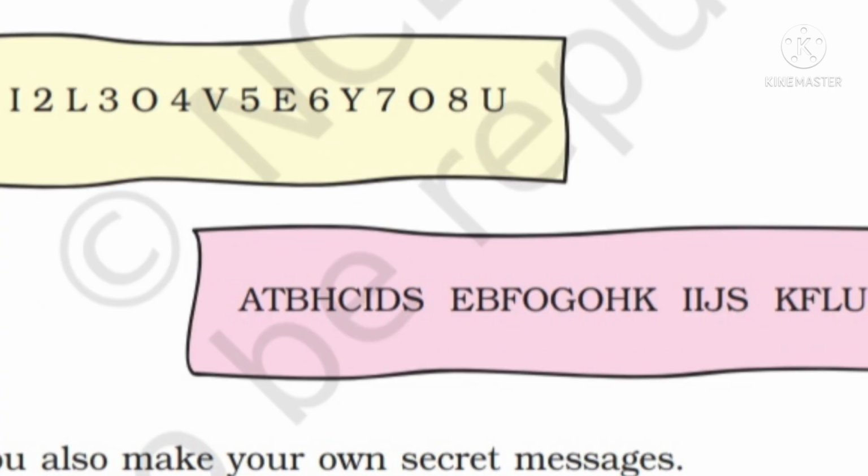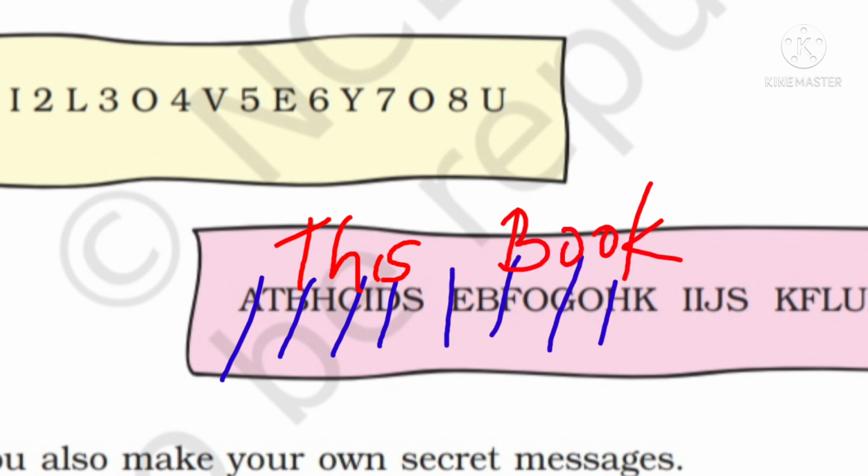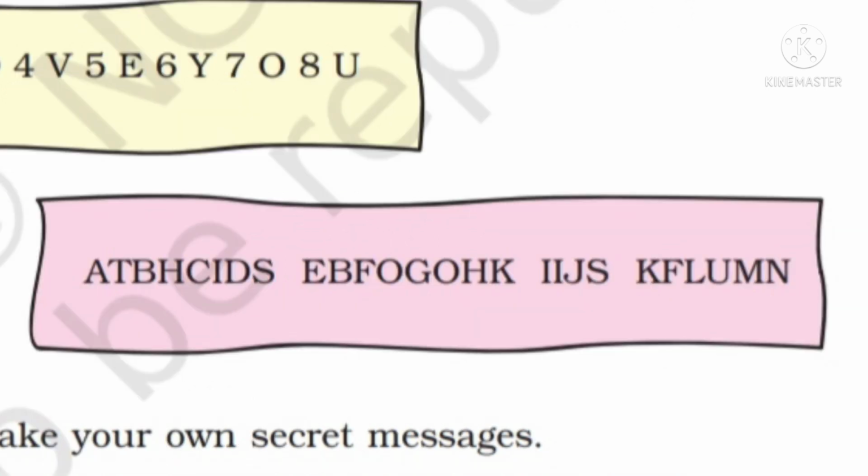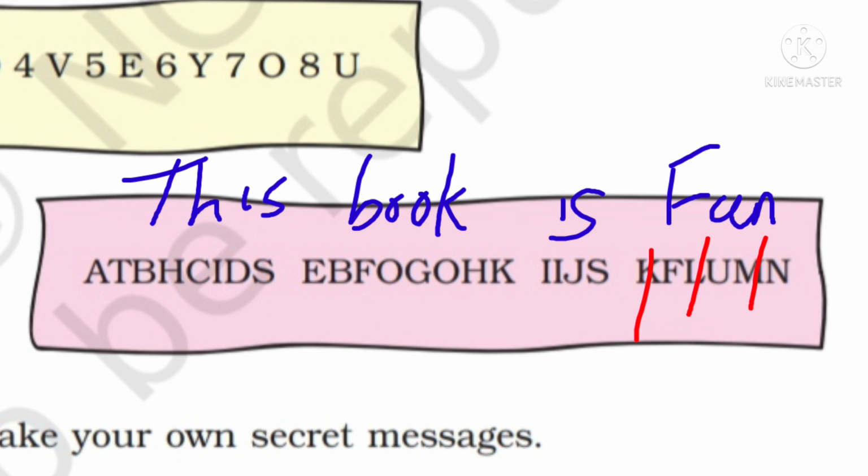We'll cut the A, B, C, D from that. So what will it become? THIS, this. Next is EBFOGOHK. We'll cut EFGH. Then it will be BOOK, book. Next is IIJS. We'll cut one I and J. So it is IS. KFLUMN. We'll cut KLM. So it will be FUN, fun. So this book is fun.